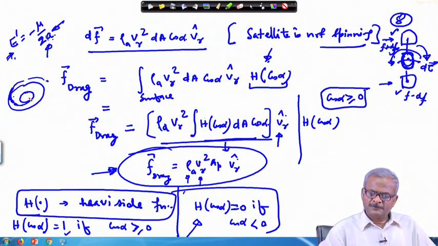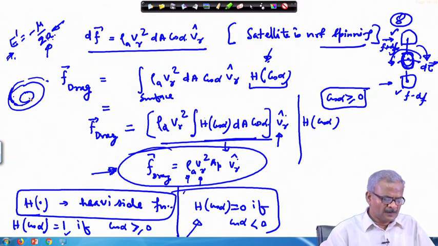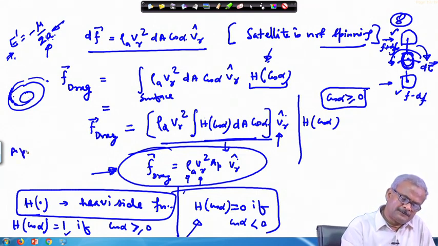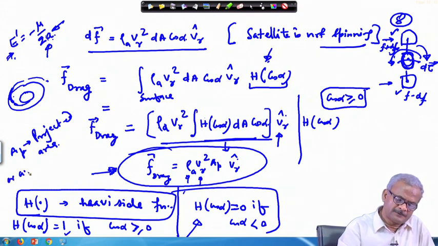We will stop here and continue in the next lecture. This A_p we can write here is the projected area, or the area perpendicular to the velocity vector.